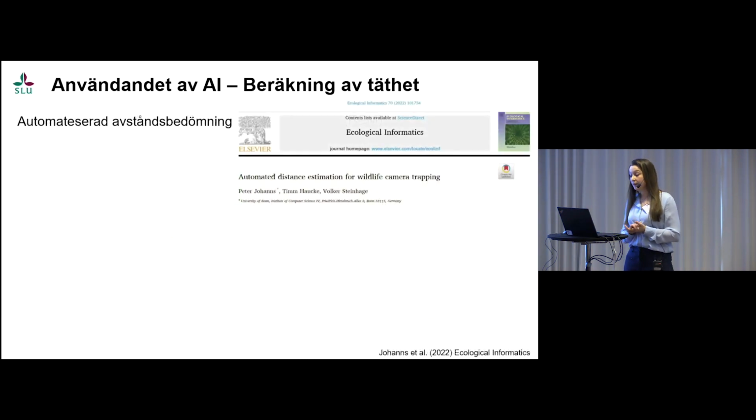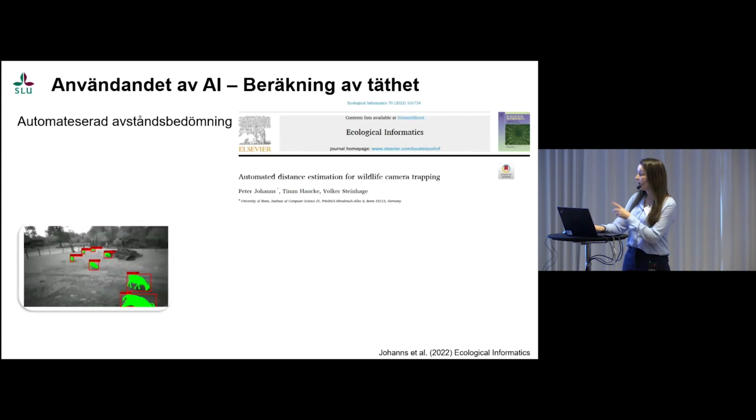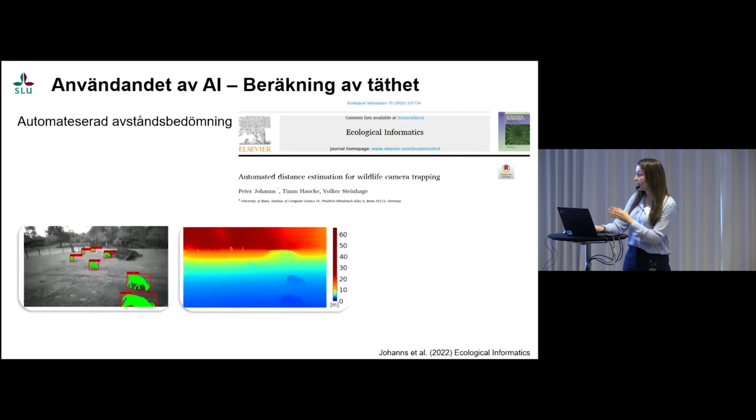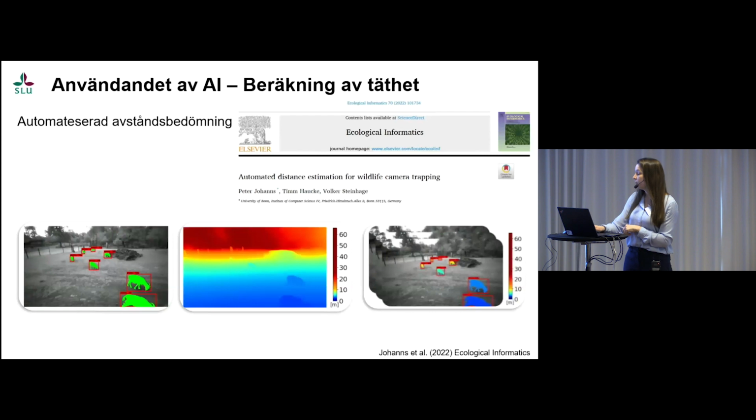But there have been some developments. A team in Germany has developed a model that automatically estimates the distance from the camera to the animal through a depth model. First it detects where the animals are standing and puts mask segmentations on it, the green color there. It applies the depth model, and then it overlays the two. And then from each individual bounding box, you get the absolute distance from the camera to the animal.